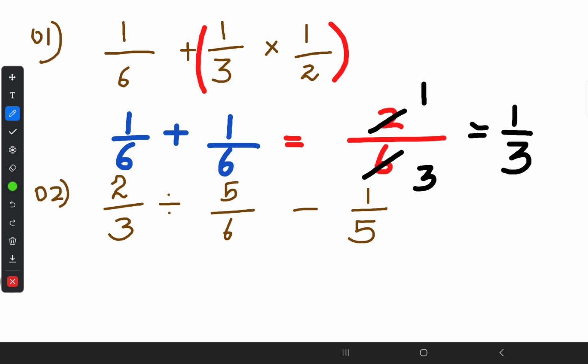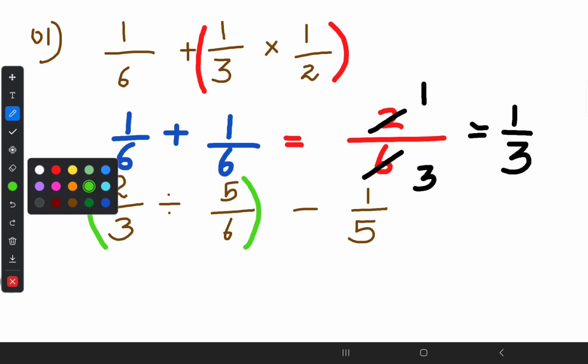Okay, there are two operations: division and subtraction. By BODMAS, priority belongs to division, so you should do the division operation first. We cannot do division as division; you know that we have to make division a multiplication.